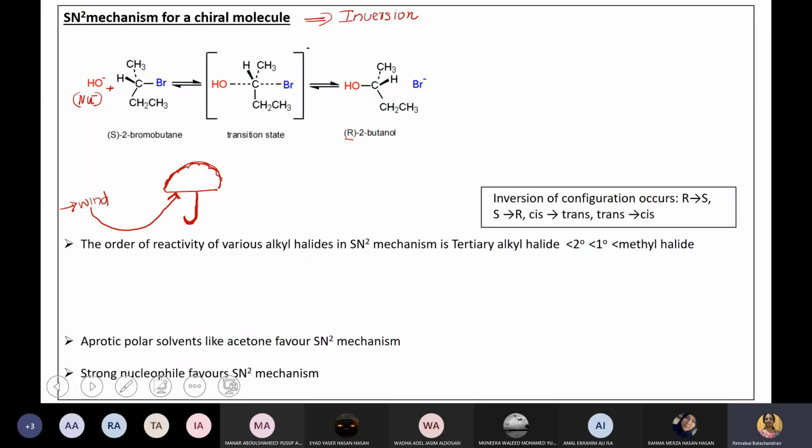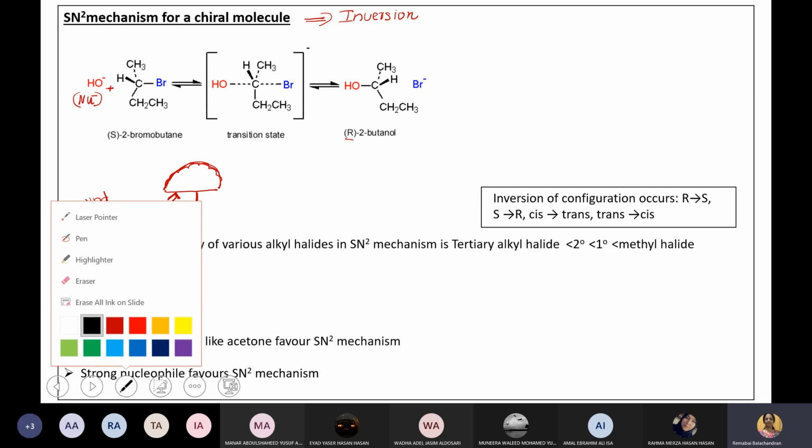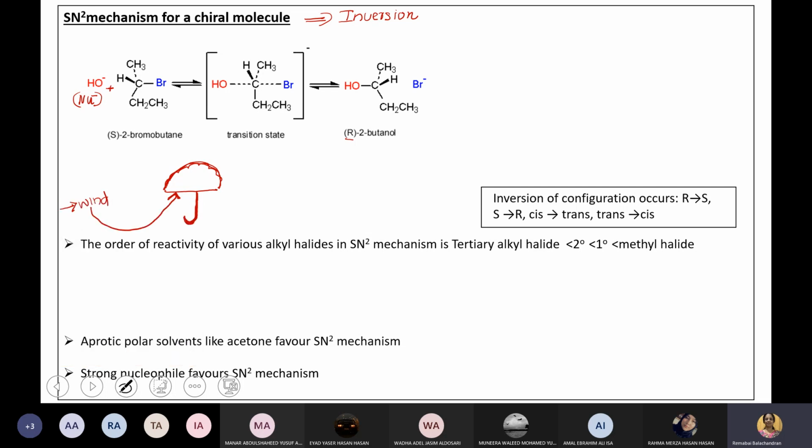My dear students, the reactivity depends on the steric hindrance, right? If the steric hindrance is high, reactivity will be less. If the steric hindrance is less, reactivity will be more. So I will write it. The methyl halide is the least bulky. Reactivity is inversely proportional to steric hindrance.